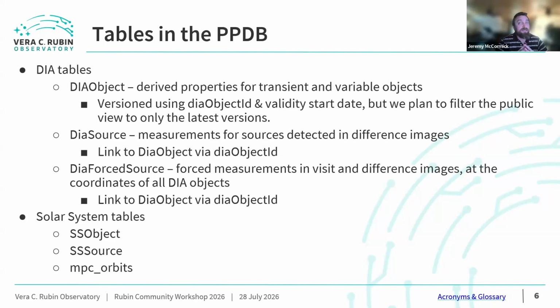Then, not in the system right now and not being automatically loaded, we will have the solar system tables, SS object, SS source, and PC orbits, and perhaps a few more to be determined.